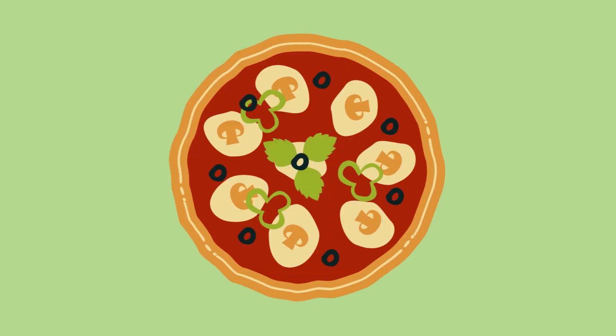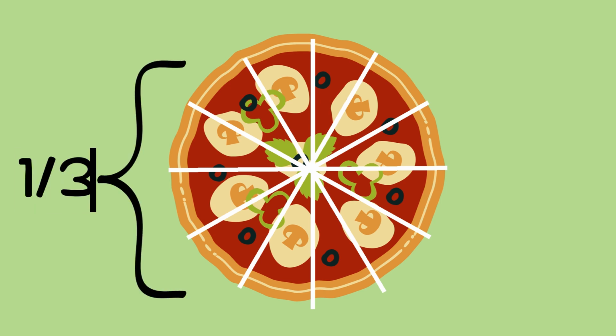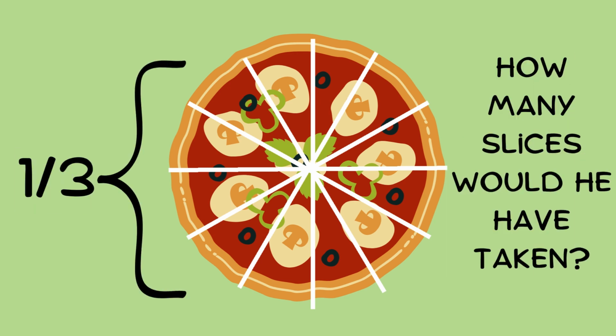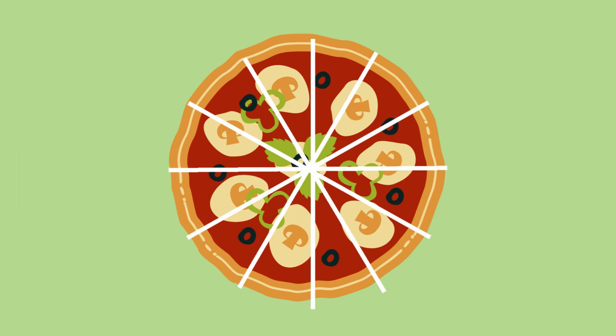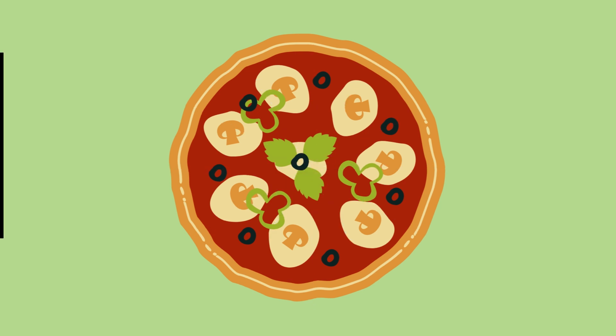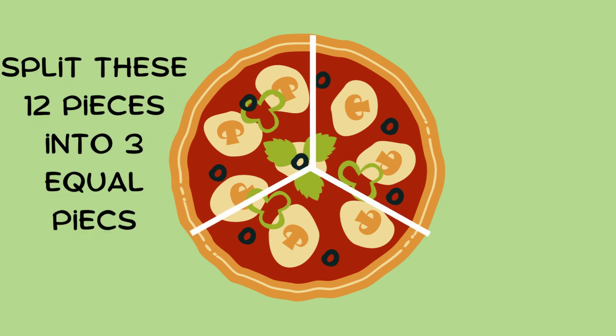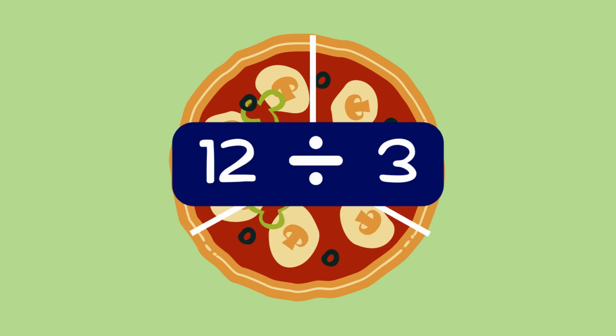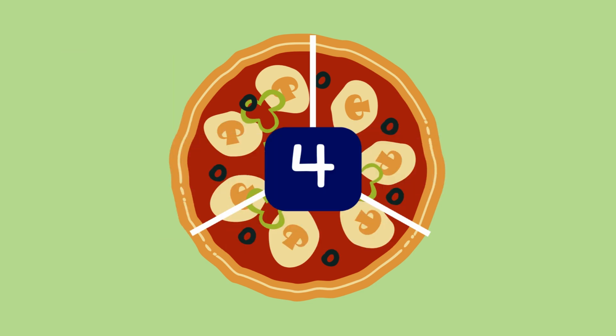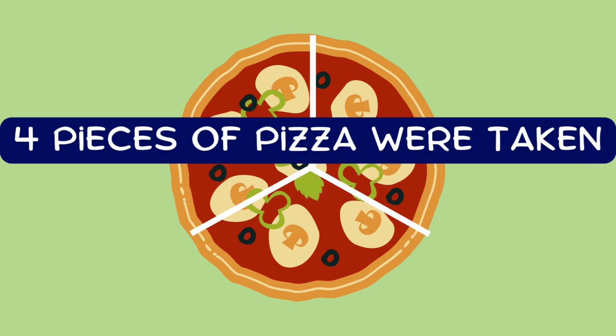Now let's go back to the pizza. What if we cut our pizza into 12 different slices and someone took 1/3 of this pizza? How many slices would he have taken? In simple terms, what we want to do is split these 12 pieces into 3 equal parts, then find the value of one of these parts. Therefore, we say 12 divided by 3, which equals 4. Therefore, 4 pieces were taken.